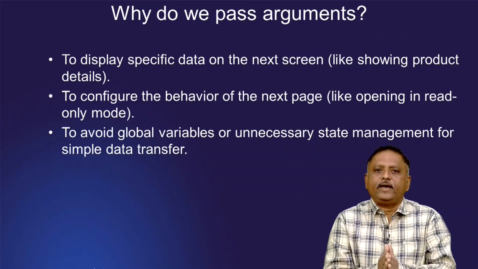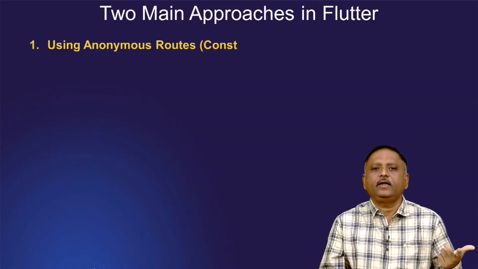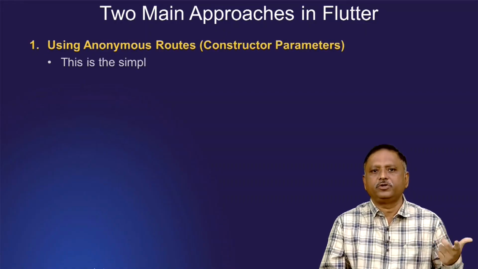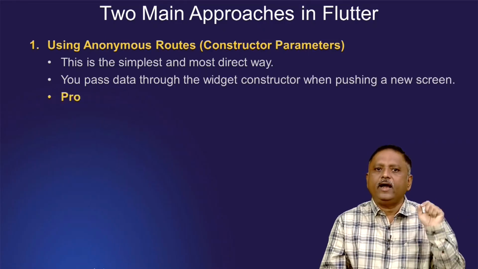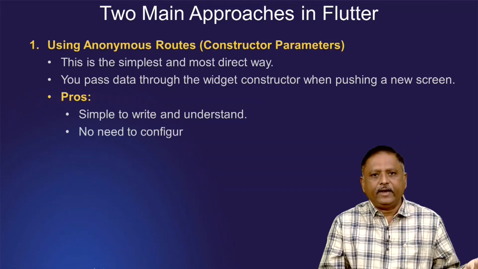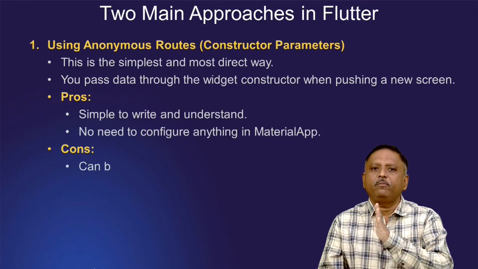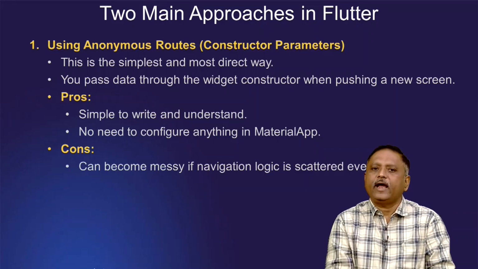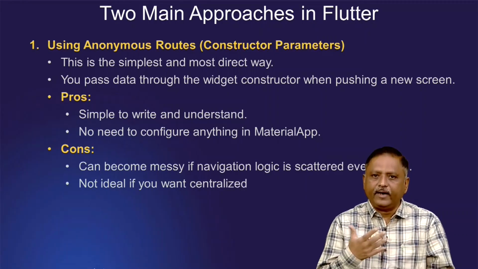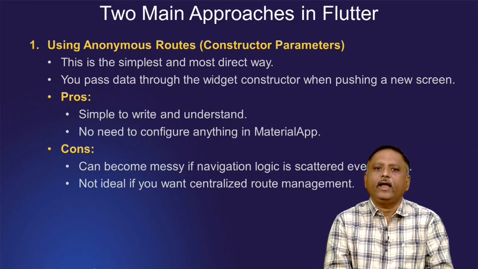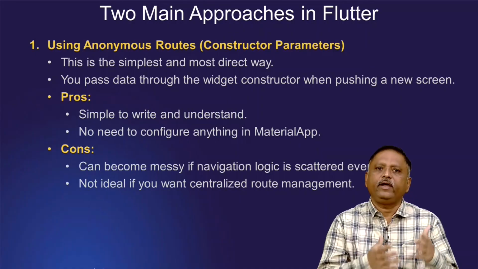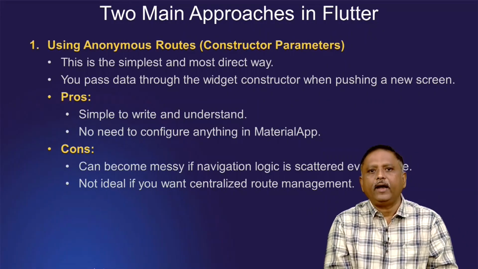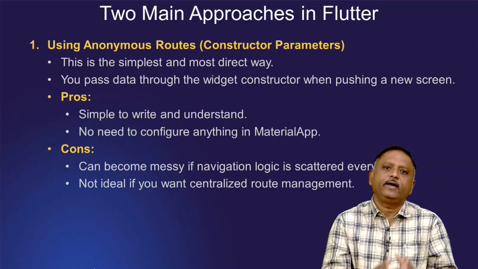Let us understand two main approaches in Flutter to pass arguments. The very first is using anonymous routes, which is sometimes called constructor parameter. This is the simplest and most direct way: you pass data through the widget constructor when pushing a new screen. Its advantages are that it is simple to write and understand, and there is no need to configure anything in MaterialApp. The disadvantages are that it can become messy if navigation logic is scattered everywhere, and it is not ideal if you want centralized route management.